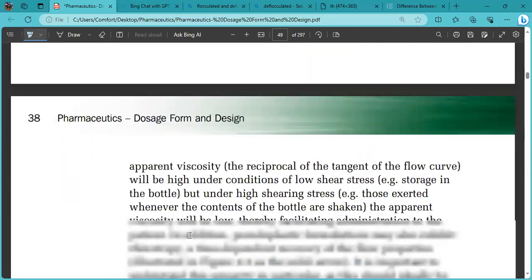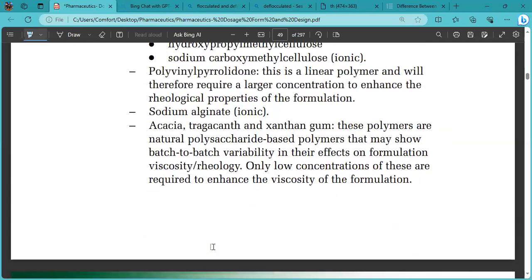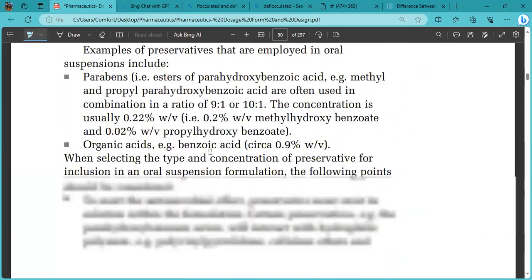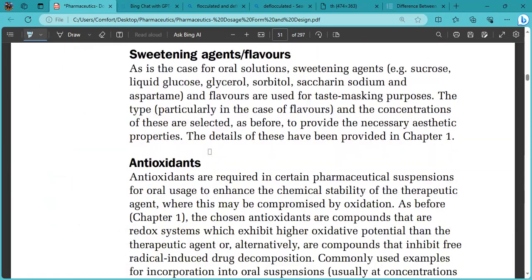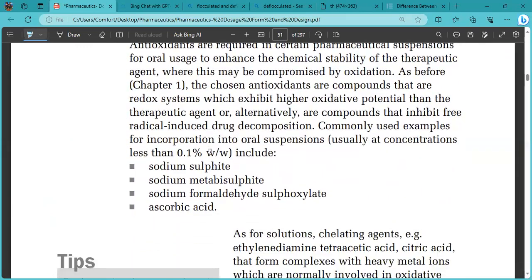So just viscosity enhancing agents, mostly the cellulose-based ones like methyl cellulose, hydroxyethyl cellulose, or it could be acacia gum, tragacanth gum, and xanthan gums. These are the most common polymers, and these are mostly referred to as the natural polysaccharide-based polymers. If you ever come across a question like that, natural ones are the gums that we get from plants that we studied in carbohydrates. Preservatives, I talked about those ones. Antioxidants, yes, I mentioned this in my introduction. Yes, the sulfites.